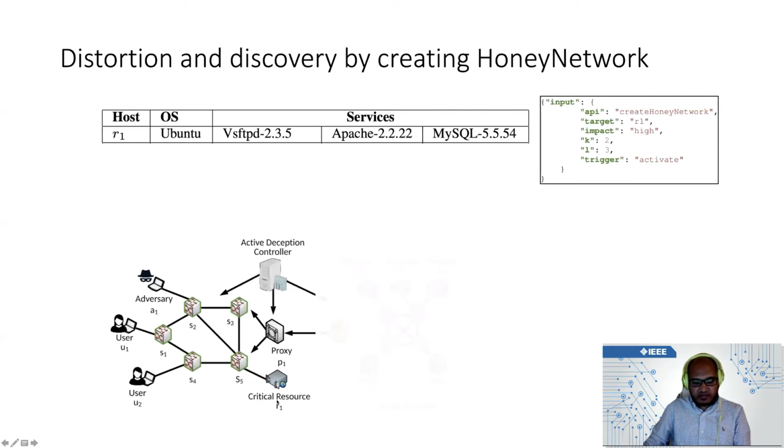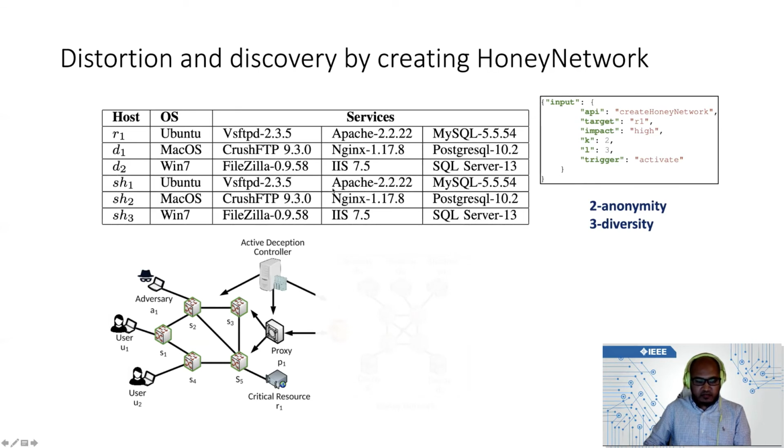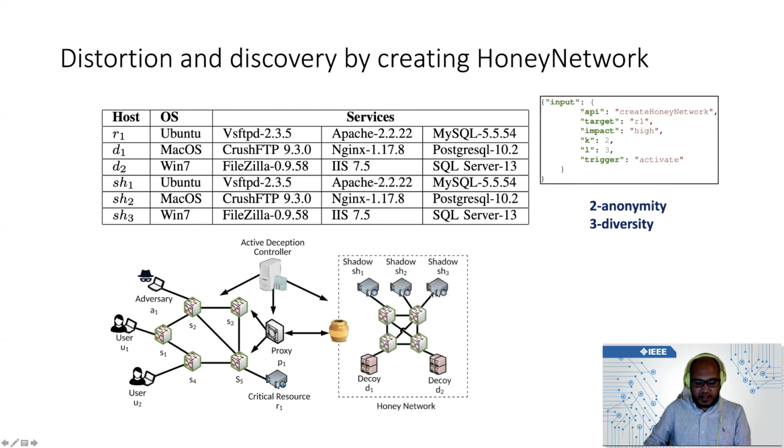Now assume that the critical resource R1 is running Ubuntu and it has 3 services. As the defender wants 2 anonymity and 3 diversity, which means 3 minus 1 equals 2 diversity, all of these services will have at least 2 other versions. So this constraint will go to the solver, and the solver will figure out what kind of decoys and shadows we need to deploy. Now assume that the solver finds out we need to put 2 decoys, D1 and D2, and 3 shadow hosts into the network. Therefore, ADF will integrate a honey network with the existing network.